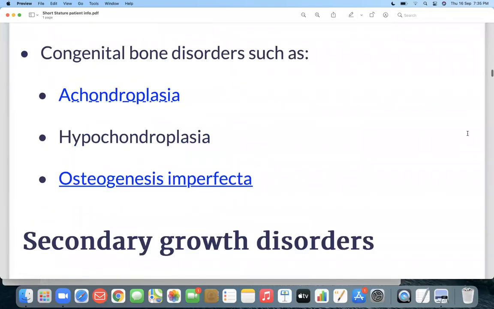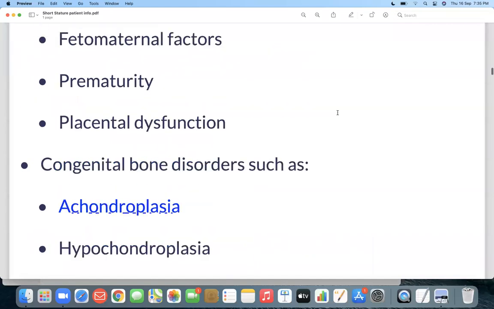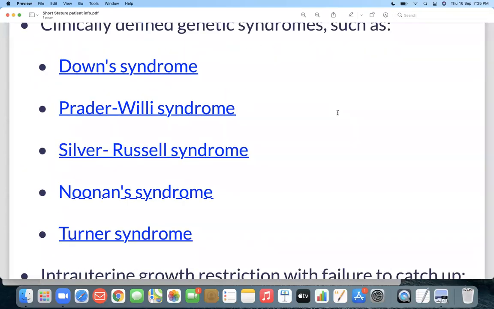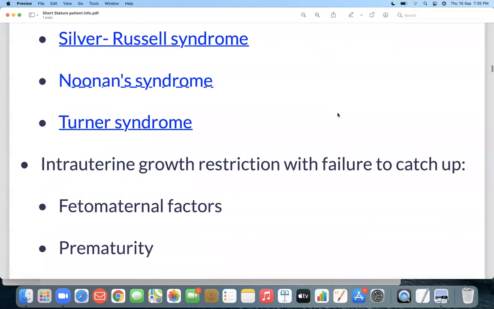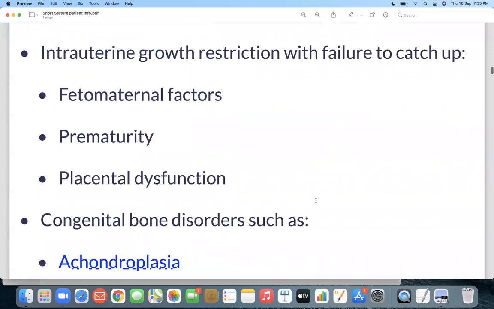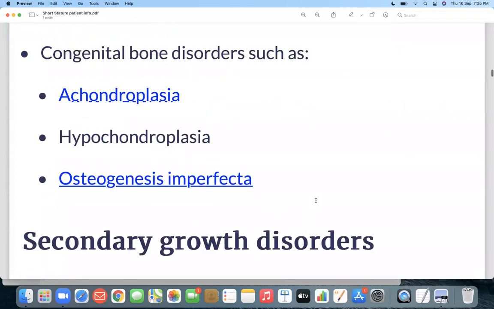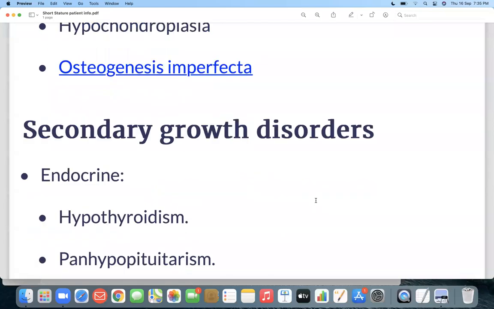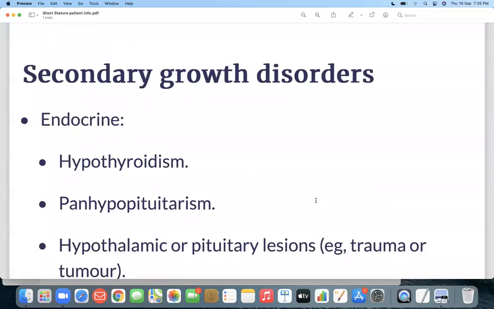Then congenital bone disorders such as achondroplasia, hypochondroplasia, and osteogenesis imperfecta. But here you will have disproportionate short stature. But in Downs, Prader-Willi, and Turner's, you have proportionate short stature. So always when you comment on short stature, comment whether it is proportionate or disproportionate. These were the primary causes.